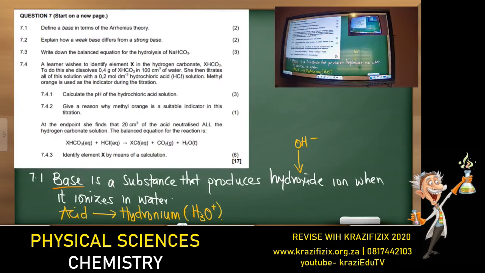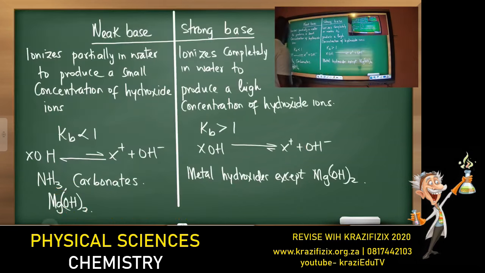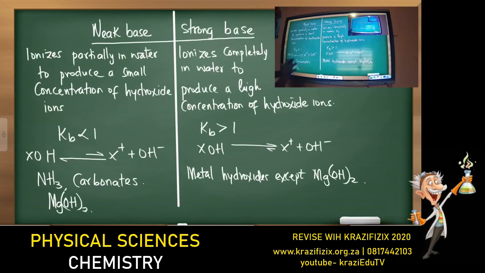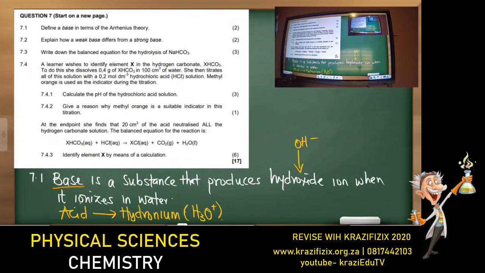Okay, what happens? She then titrates all of this solution with 0.2 moles per dm³ hydrochloric acid. So we have the concentration of the hydrochloric acid. We have HCl, and concentration is what? 0.2. Beautiful. So I'm extracting all the information out as I read. Methyl orange is used. Calculate the pH of the hydrochloric acid solution.